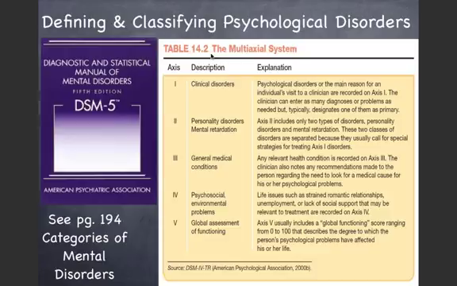Now, it works on a multi-dimensional diagnostic system. You're seeing axis 1, 2, 3, 4, and 5. And so with these different axes, a person would be diagnosed, or have descriptors apply to each axis, in order to make a diagnosis for whatever psychological disorder.